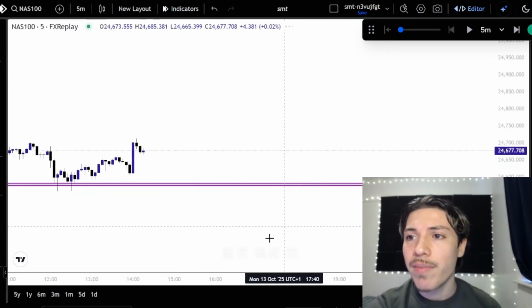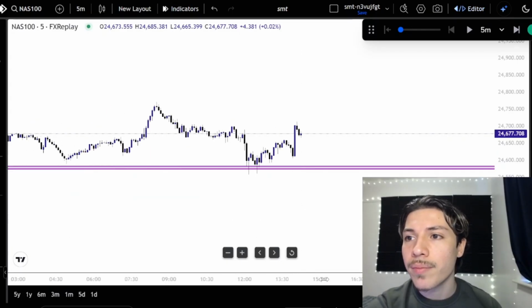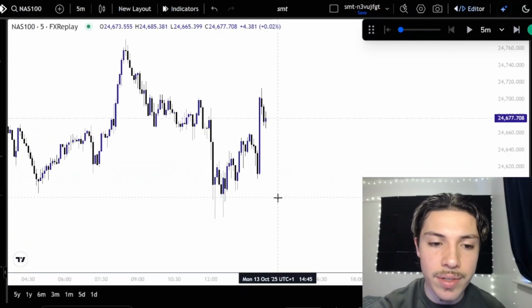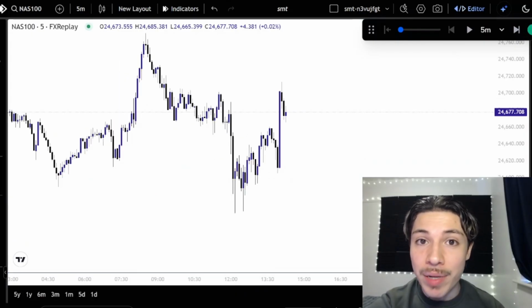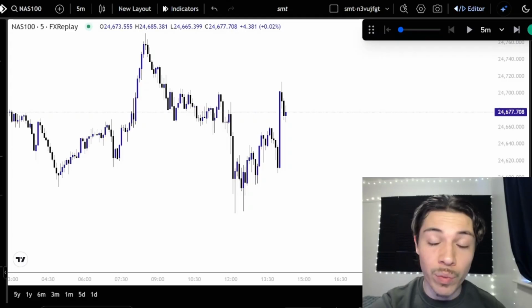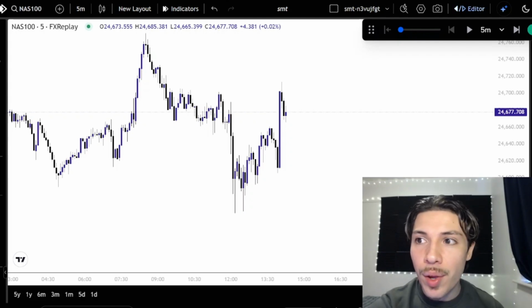Let's drop down to the 5 minute time frame. And now let's see if we can catch any nice trades. Now, guys, I want you to keep an eye out to see if we form any SMTs on the lower time frame. We know that we have a bullish daily SMT on the higher time frame, but can we find one on the lower time frames, right?